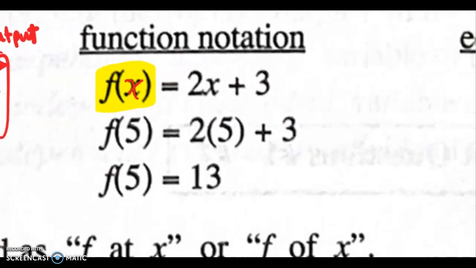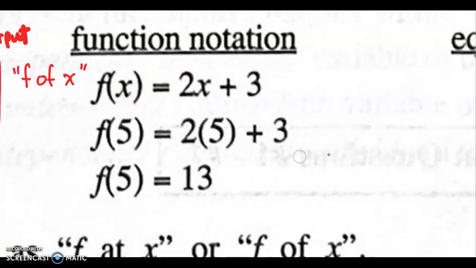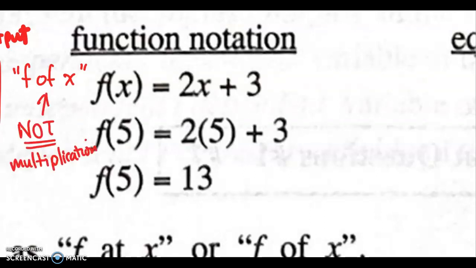But I want to be very specific about how we say this, f bracket x. The way we say this out loud is f of x. But here the of does not mean multiplication. I know we always say in math that the word of means multiplication, but this would be your biggest exception here, okay? We're simply saying function of x, or in other words, f of x is equal to 2x plus 3.